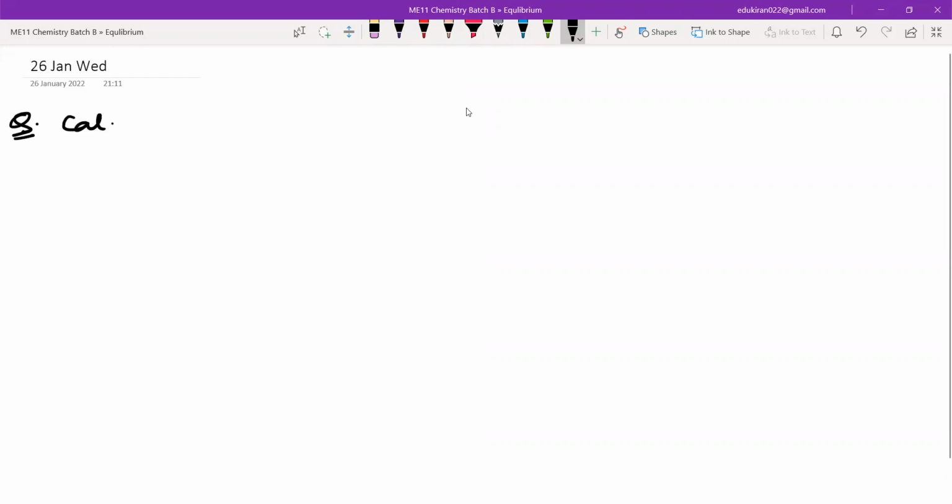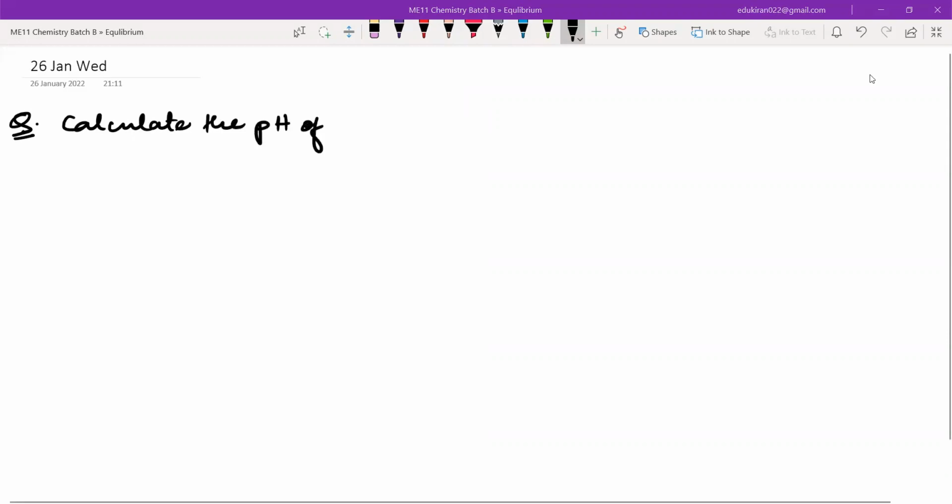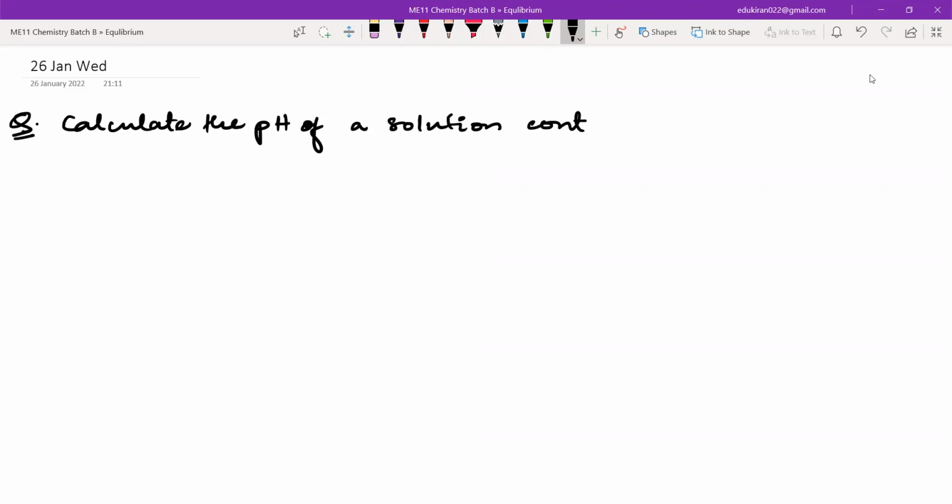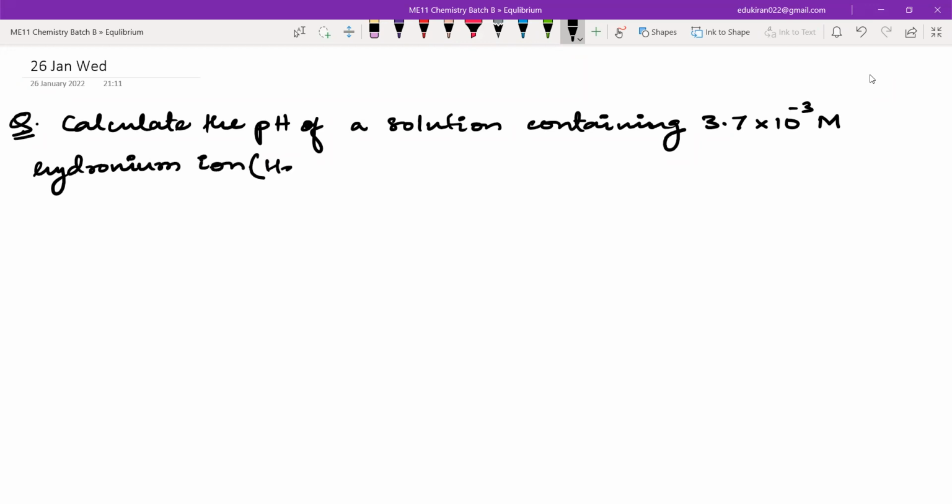calculate the pH of a solution containing 3.7 into 10 to the power minus 3 molar hydronium ion. Okay, hydronium ion means H3O plus ions. H3O plus is hydronium ion.